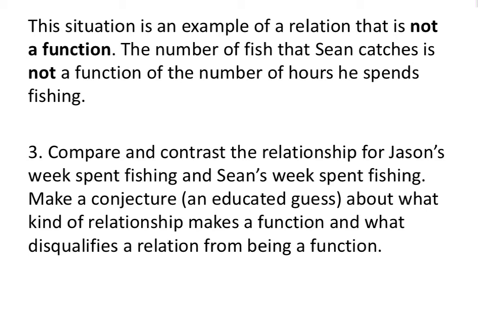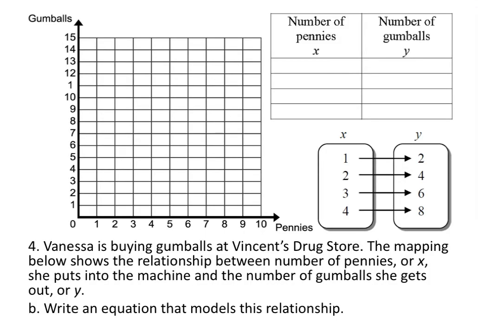All right, Vanessa is buying gumballs at Vincent's drugstore. The mapping below shows the relationship between number of pennies, or x, she puts into the machine, and the number of gumballs she gets out. Now this is a mapping. Again, this is the first time we're seeing a mapping. Now a mapping is just a different way to write a table. Each arrow represents something happening, and they already said x is the number of pennies she puts in, and then the y is the number of gumballs she gets out.